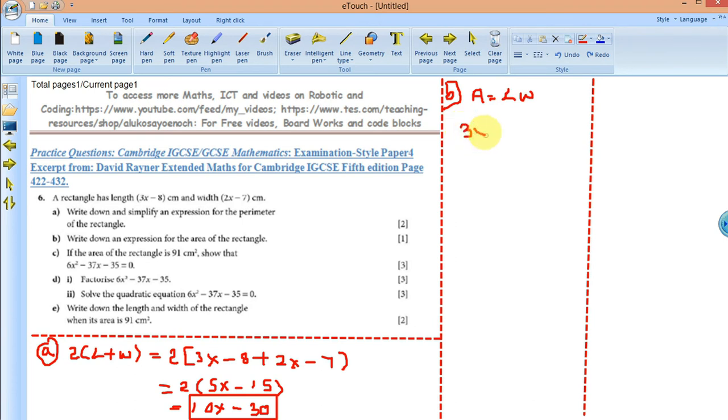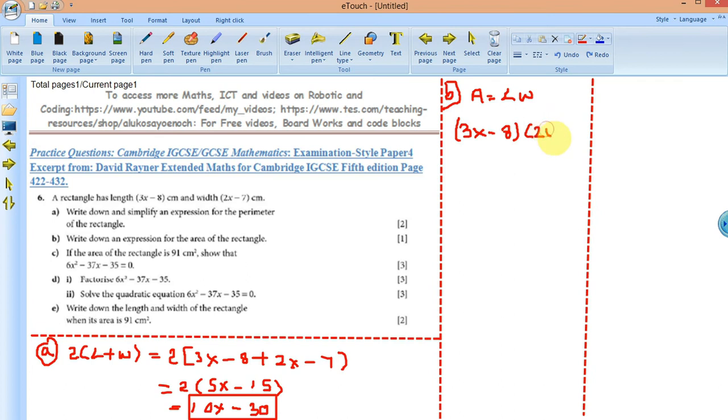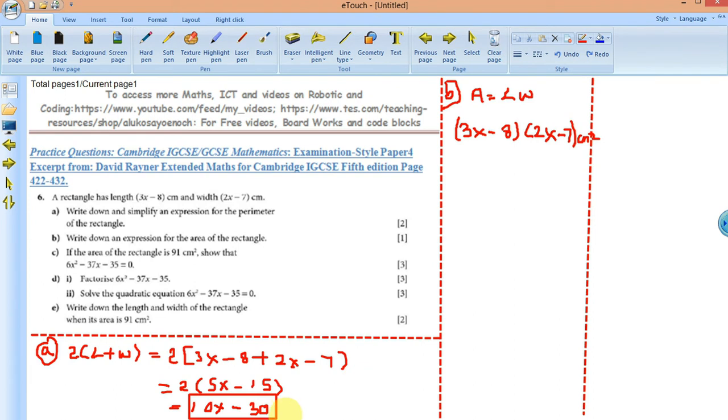This one we need not expand, guys. I'm not going to expand it. I'll just leave it like that. 3x minus 8 into 2x minus 7. The only thing is that I need to include the units, so I will just go ahead and do that. So this will be centimeter square. Sorry about that. So that's that, and this one also the unit is centimeter. Okay, so let's go to question C.